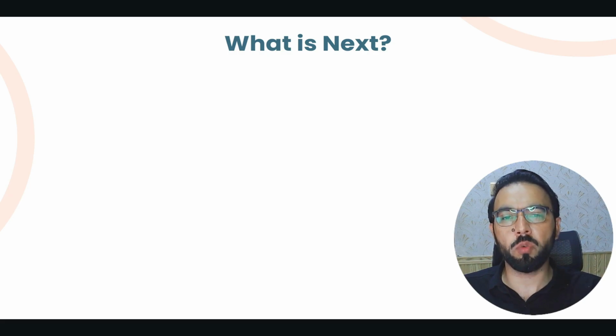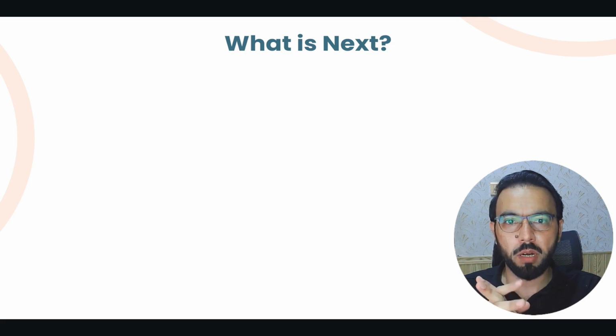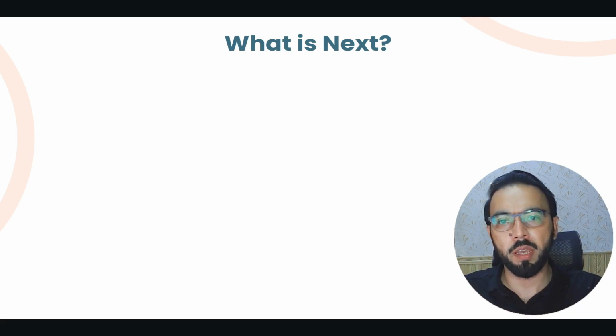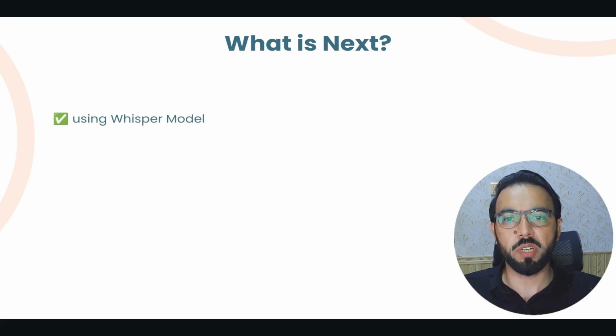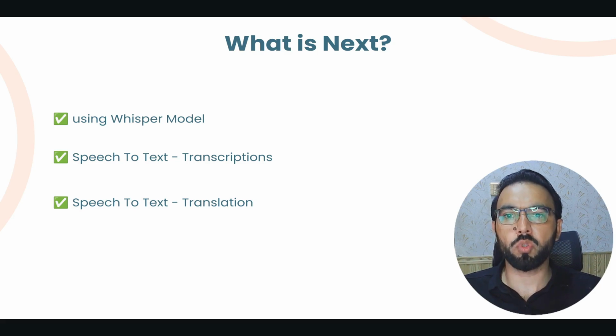And in the next video, we are going the inverse. We will give a speech to the OpenAI model, and then we will see how OpenAI converts that speech into text. For that, OpenAI has a model called the Whisper model, and the Whisper model does speech to text, which is also known as transcription. The other thing that model does is translation. So in the next video, we will go through all these things, including the Whisper model, transcription, and also translation.